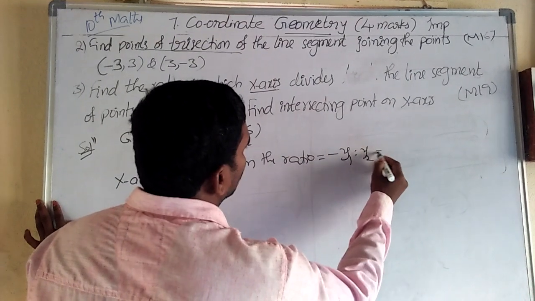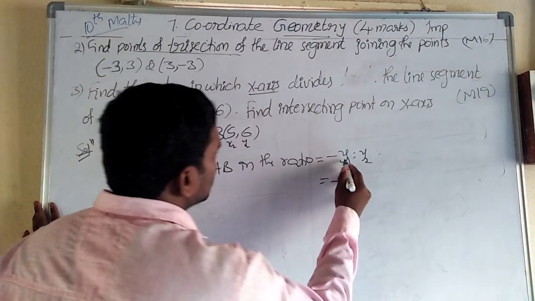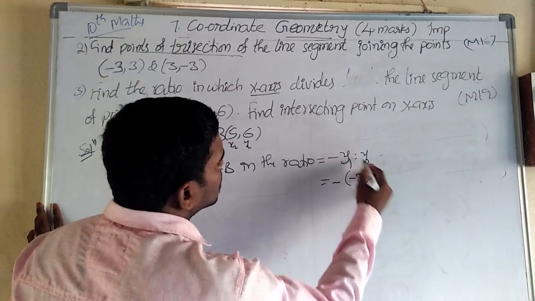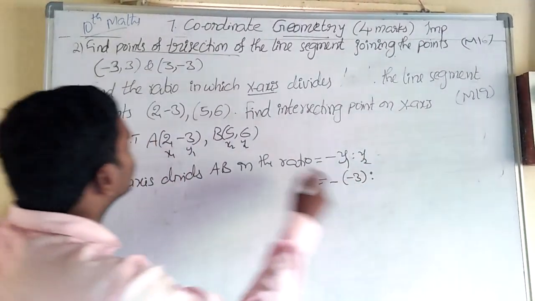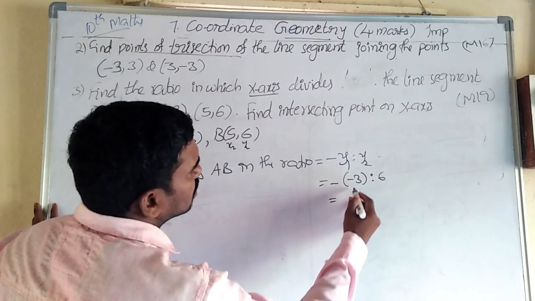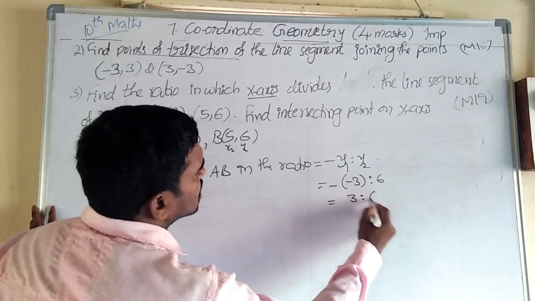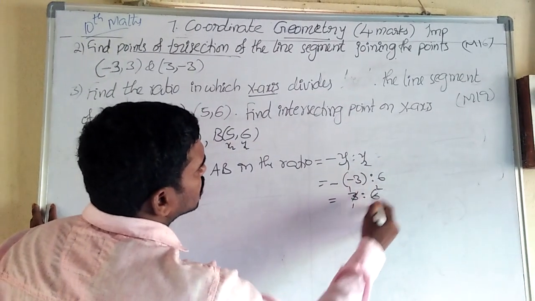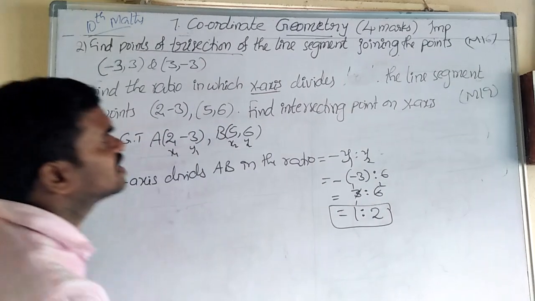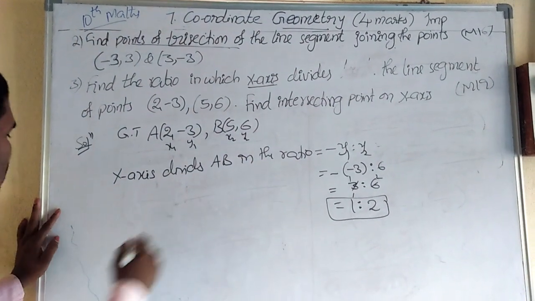So it is equal to minus y1, what is y1? Minus 3. Next is y2. What is y2? 6. See, minus into minus is plus. 3 is to 6, 3 ones are 3, 3 twos are 6. So what is the ratio? 1 is to 2. So the x-axis divides in the ratio 1 is to 2. So we got the ratio.